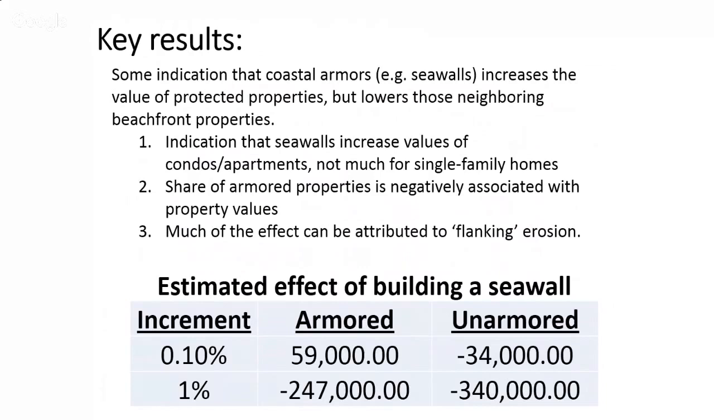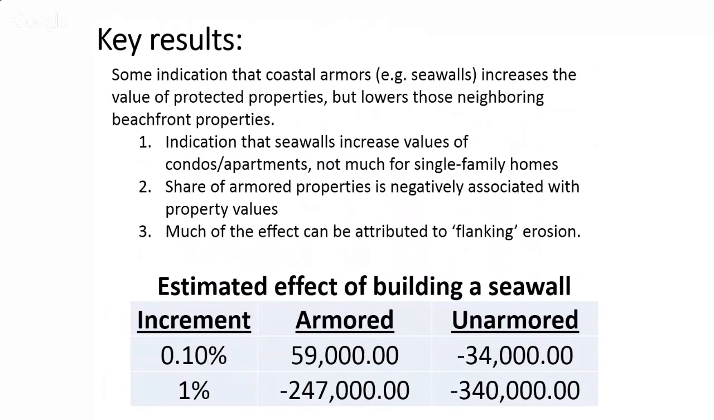Then if you're an armored property, you're going to get a benefit of about $59,000, assuming that your value is about $1 million. Now, if you're an unarmored property, you're actually going to lose $34,000 in terms of valuation. Now, if, for example, the increase in the share of armored properties when you install a seawall is about 1 percentage point, meaning there are 100 houses along the beach and you install a seawall, on average you're going to lose $247,000 in terms of house values.